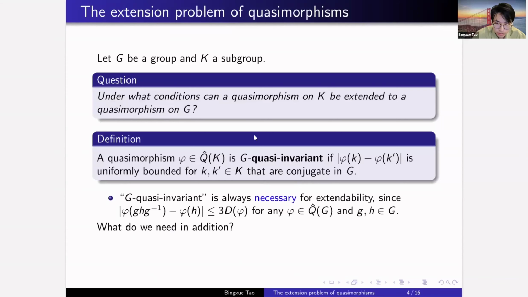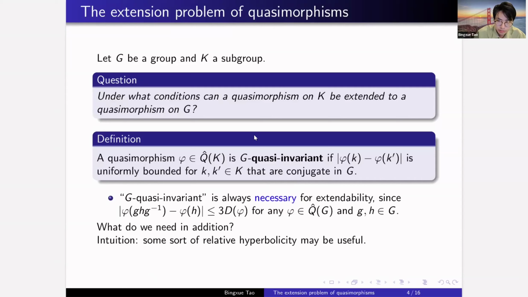But what do we need in addition? From the previous results, like counting quasimorphisms, we have an intuition that some sort of relative hyperbolicity may be useful, because on those groups we use some sort of hyperbolicity.